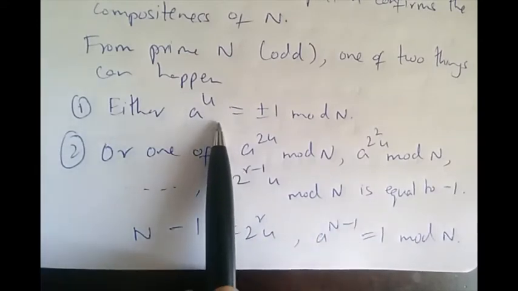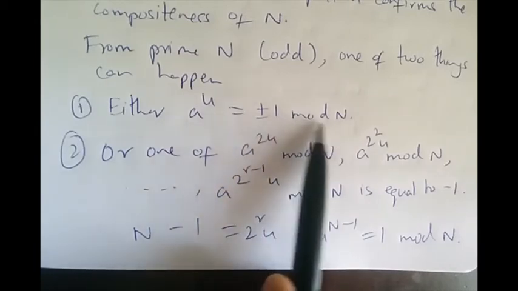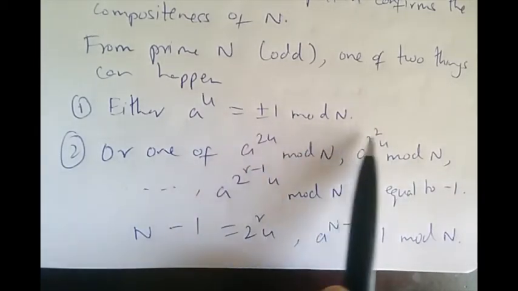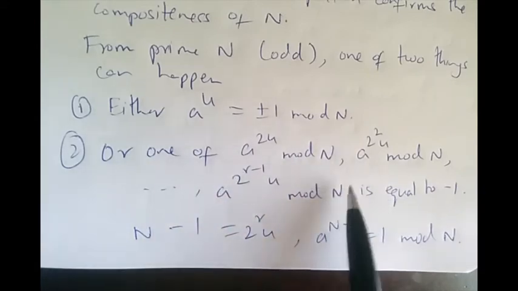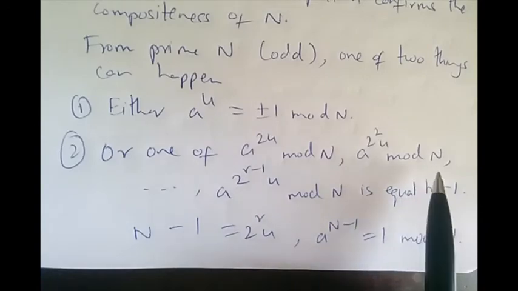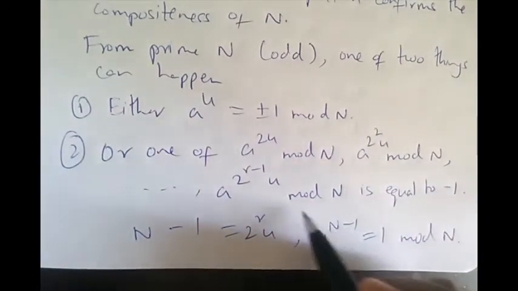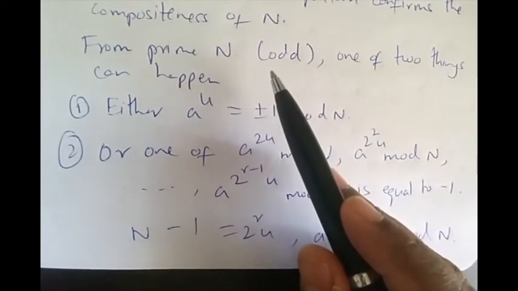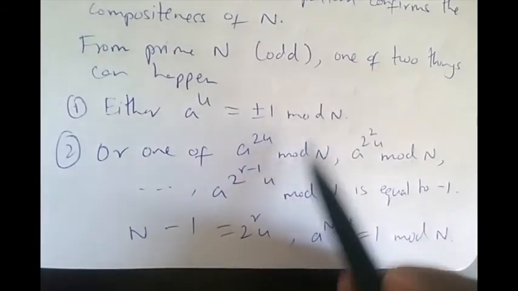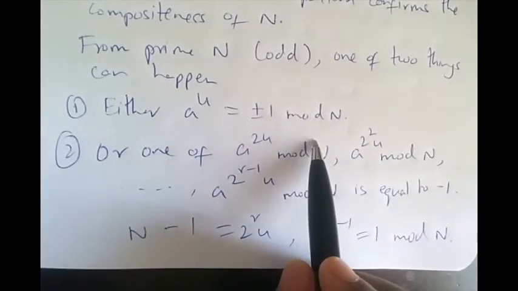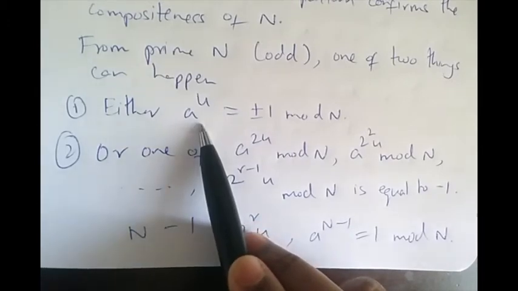But what else must happen? So either you start with a 1 and you see all 1, 1, 1, 1, or you start with a minus 1 and the remaining ones are all 1, or at least one of these has to be a minus 1. And after that minus 1 appears, the remaining elements in the sequence have to be 1. So for prime n, one of these two things has to happen. If these two don't happen, then we'll say that integer a is a strong witness that n is composite.